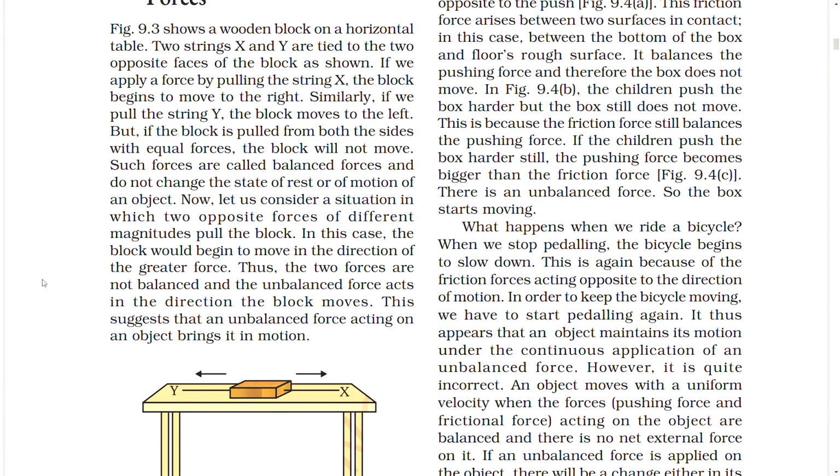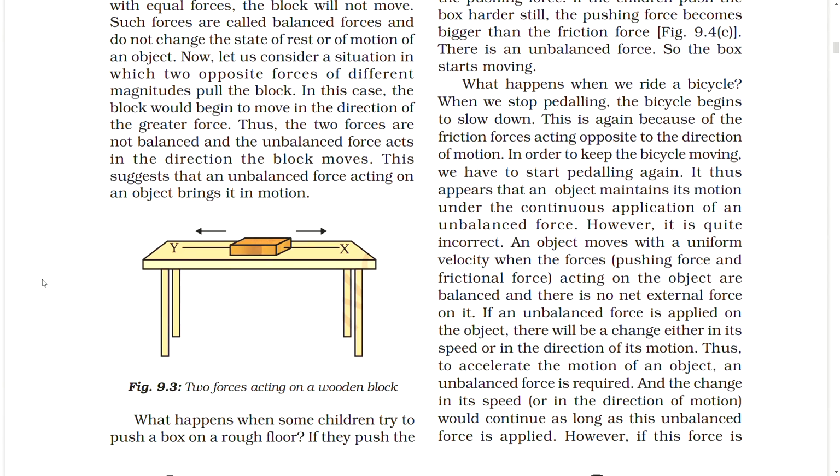It thus appears that an object maintains its motion under the continuous application of an unbalanced force. However, it is quite incorrect. An object moves with a uniform velocity when the forces, pushing force and frictional force, acting on the object are balanced and there is no net external force on it.